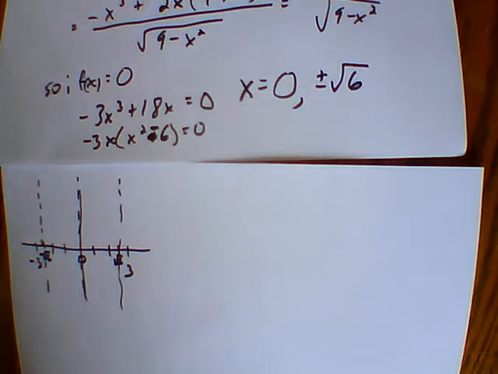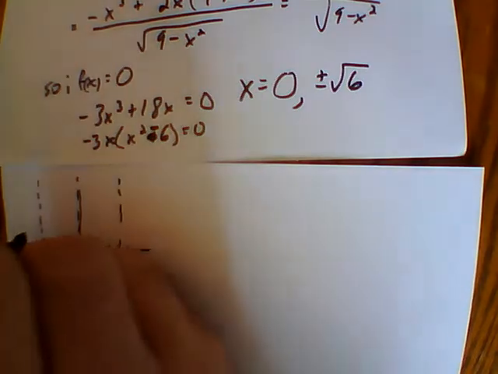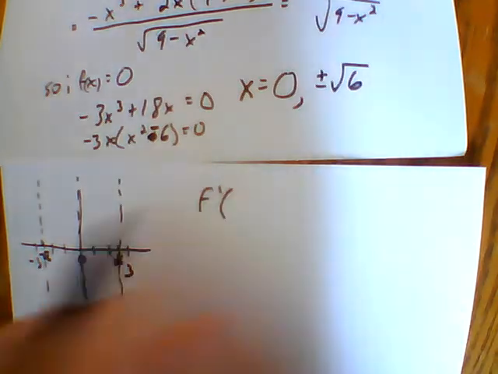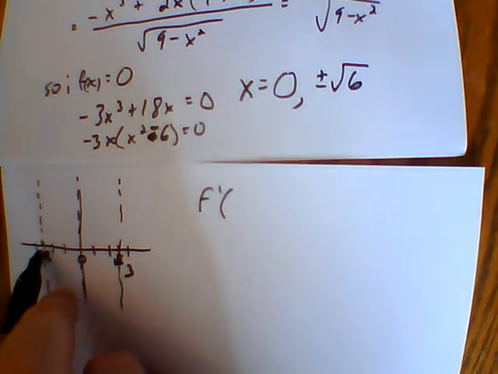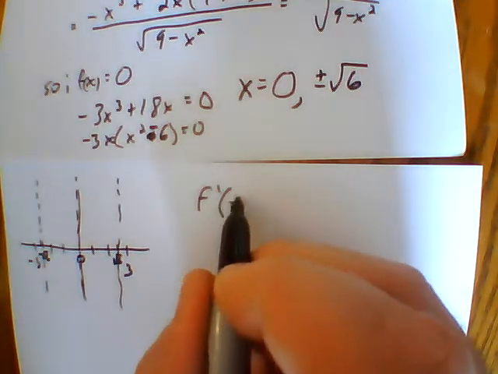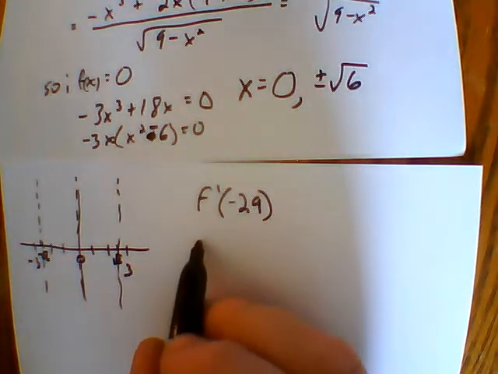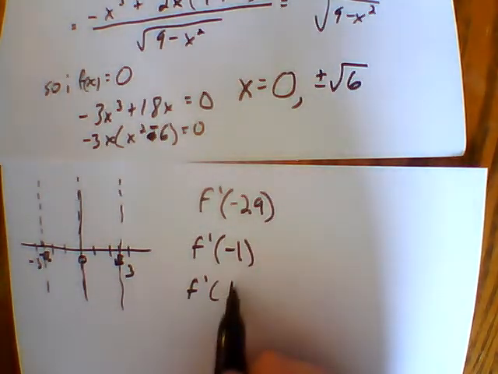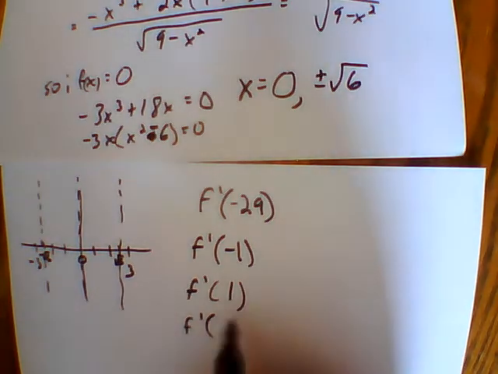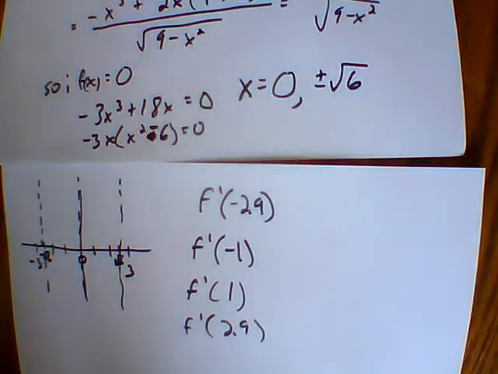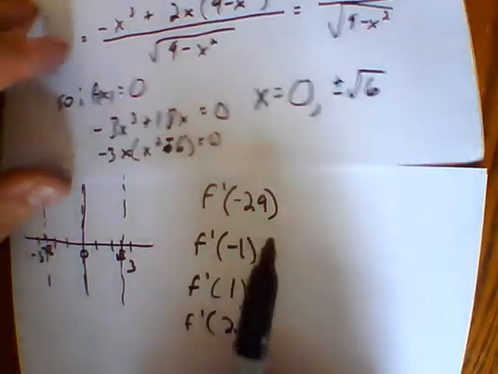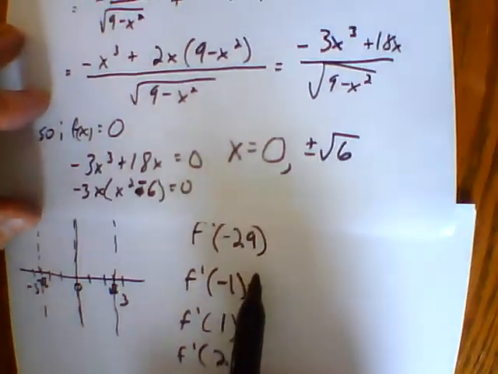So what we do is we start picking values. We look at a value in between here. So we would look at f prime of, let's see, if this was about negative 2.5, we can go like a negative 2.9. And then we would look at a negative 1. And then a value of 1. And then a value of 2.9. So we would take our derivative function, which once again is this overall function right here, and we would plug these values in.